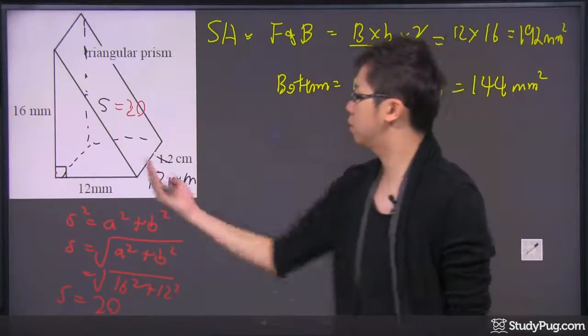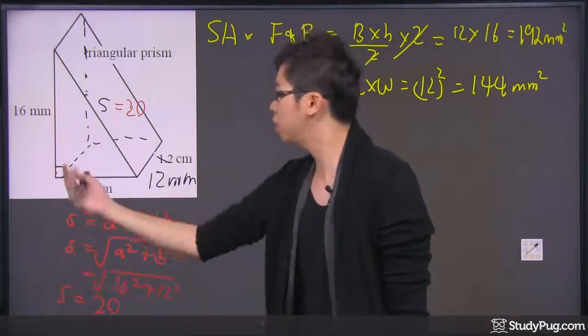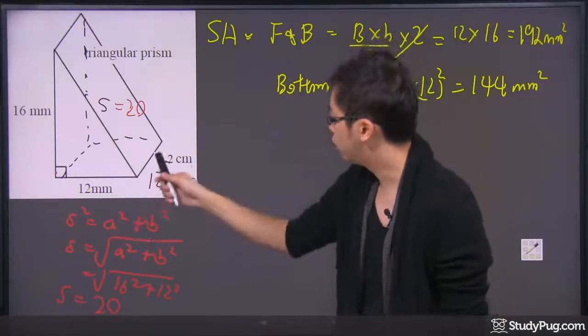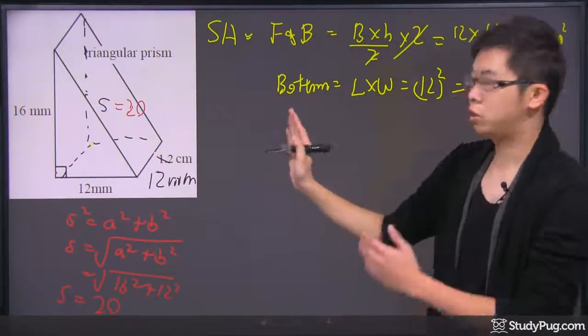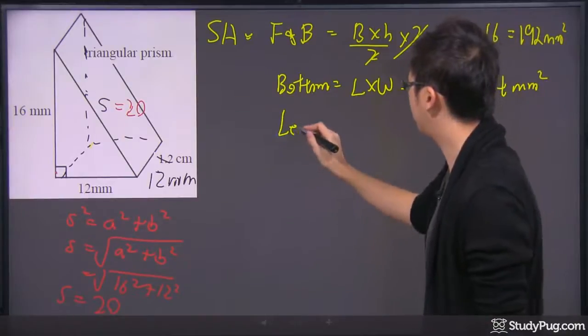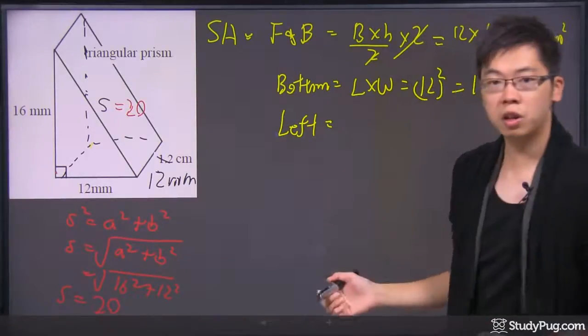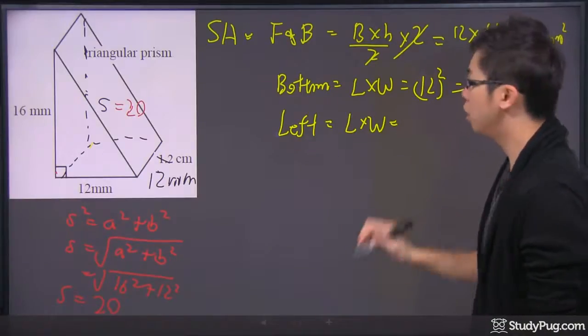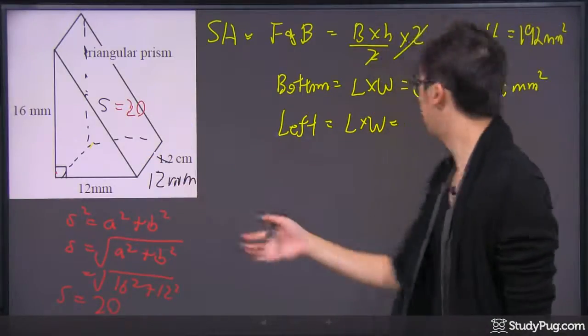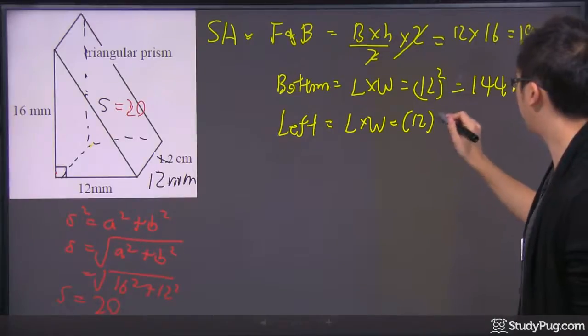We still got the left-hand side, which is nice, easy to calculate because we do have the dimension already. If this is 12, that's going to be 12 right here, and that's 16. So let's say we do the one on the left. So this is the left. Okay? So to find the surface area, again, it's just the length times the width. So we got a 12 and a 16. So let's put down 12 times the 16.